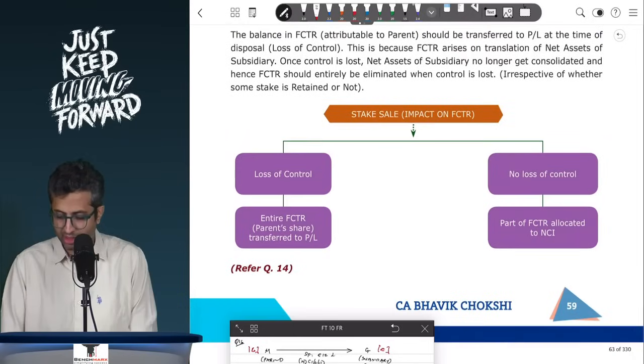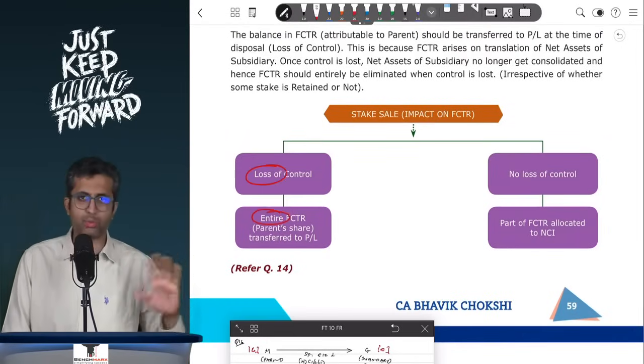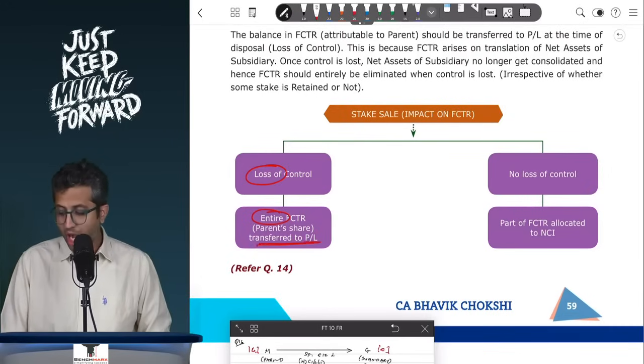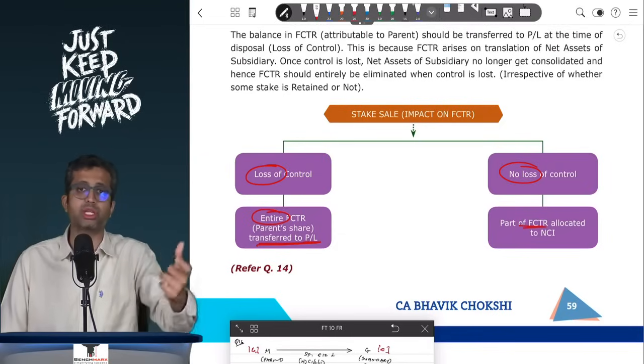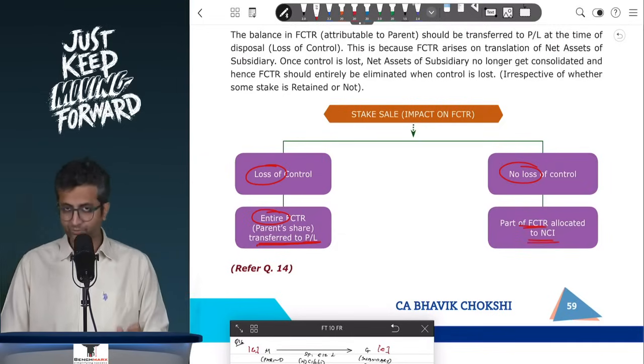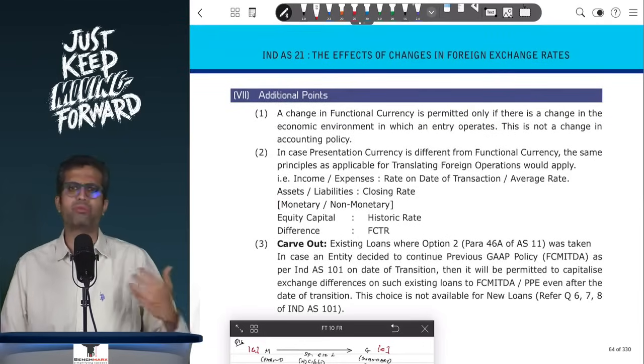So over here, if there's a stake sale where there's a loss of control, the entire FCTR, which is attributable to the parent share, will be transferred to the P&L. However, if there's no loss of control, then the part of FCTR to the extent of stake sale which is creating the NCI will be transferred to the NCI. Okay. Next, you have a few additional points.